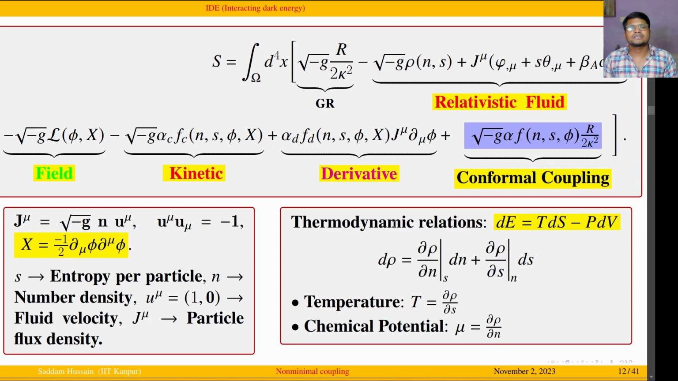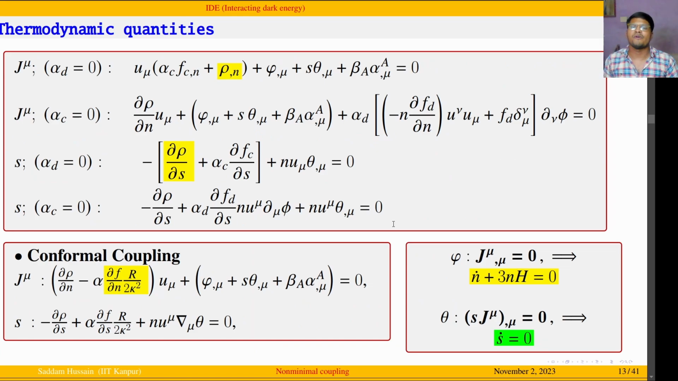Now, in order to understand what these relativistic fluid quantities phi and theta could be, we can use the thermodynamical first law, where dE is T dS minus P dV. From here we can do the algebra and say that the temperature corresponds to d rho by ds, and the chemical potential mu is equal to d rho by dn. Now, if we vary our action with respect to some thermodynamical quantity J mu, in the case where alpha d is equal to 0, it means that we are only taking a kinetic coupling.